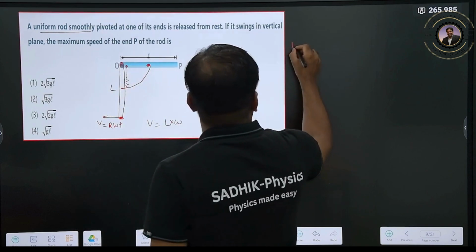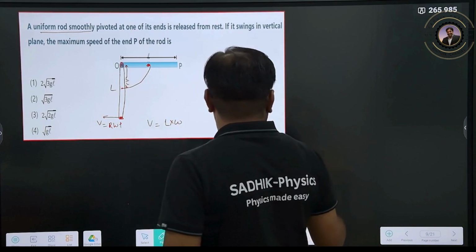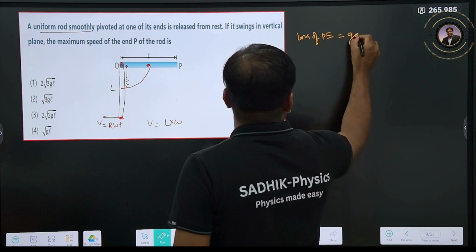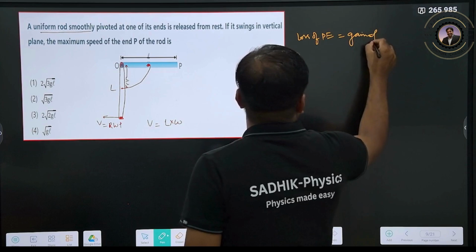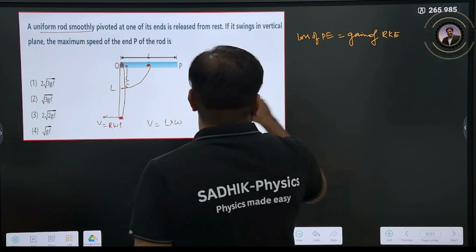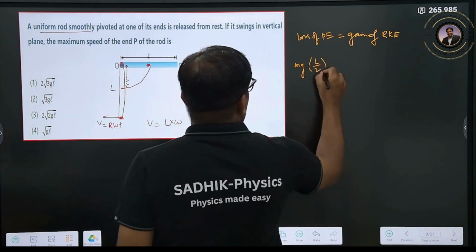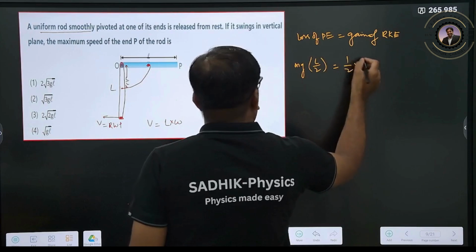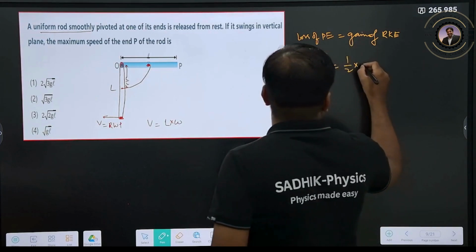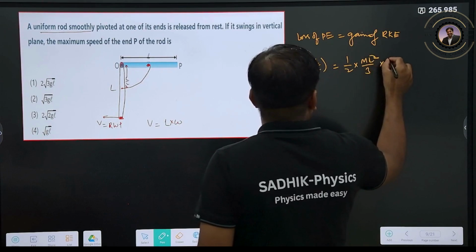Therefore, loss of potential energy will be equal to gain of rotational kinetic energy. Clear? So the loss of potential energy is mg into the height loss, which is L by 2. That equals 1 by 2 I omega square. This is a rod, so what will be the moment of inertia of the rod? That is ml square by 3, into omega.